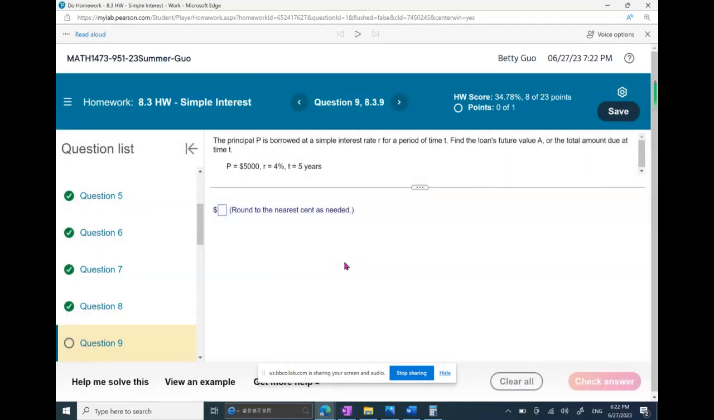And this is not to find the simple interest. So make sure you read the question thoroughly. The principal P is borrowed at a simple interest rate R for a period of time T. Find the loan's future value A, or the total amount due at time T. So let me work on the formula.